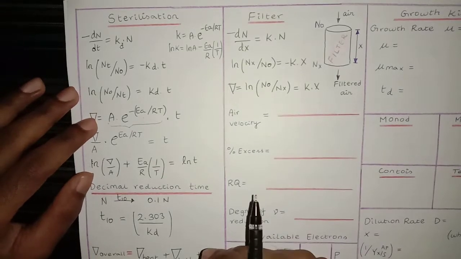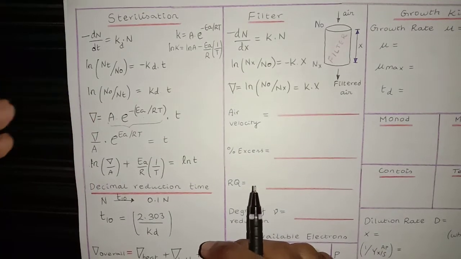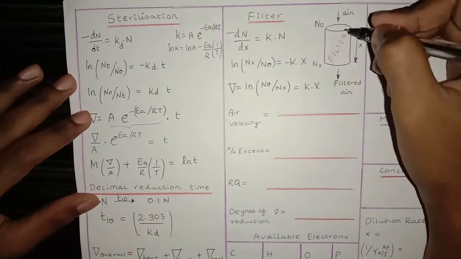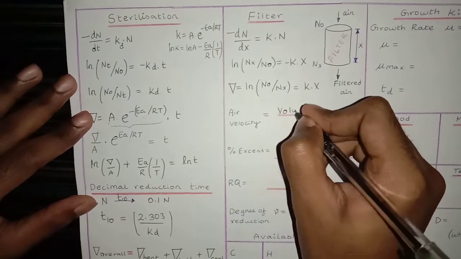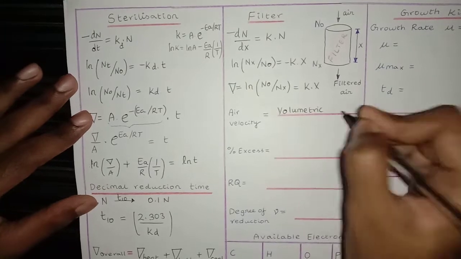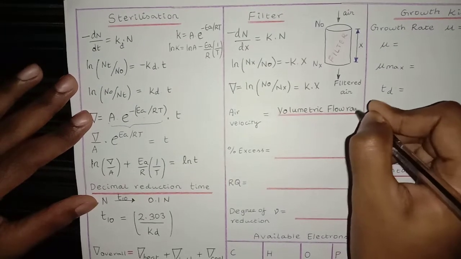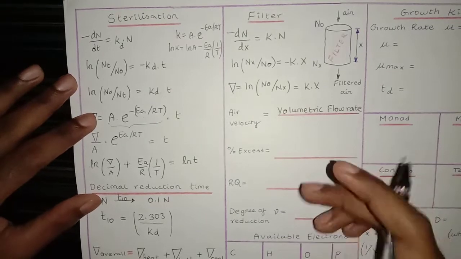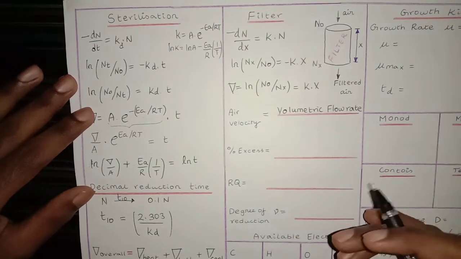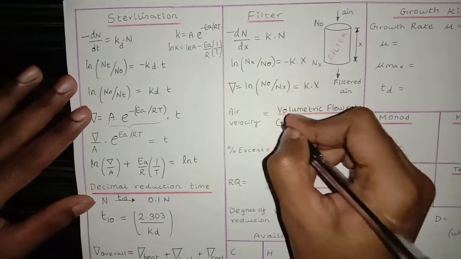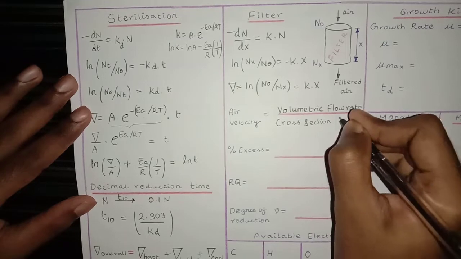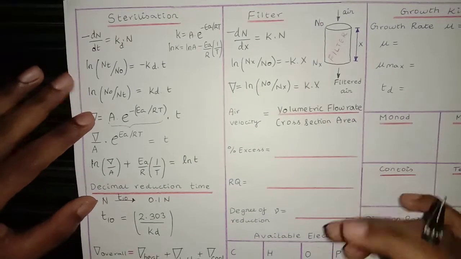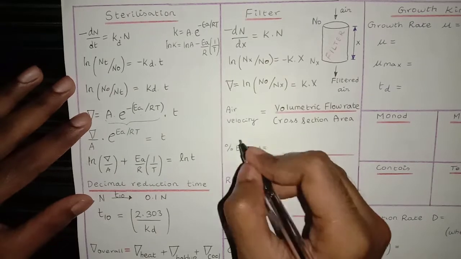And air velocity is given by the volumetric flow rate over the cross section area. So the velocity of air flowing through the filter is given by the volumetric flow rate of air, denoted by Q, which has a unit, say meter cube per second, divided by the cross section area of the filter in meter square. Therefore we get air velocity in meter per second.